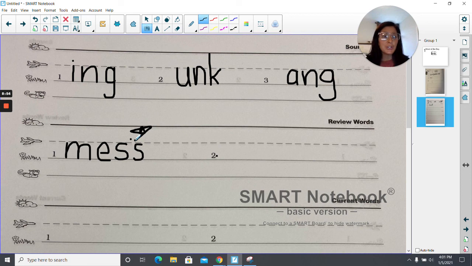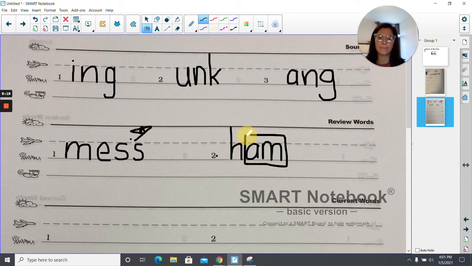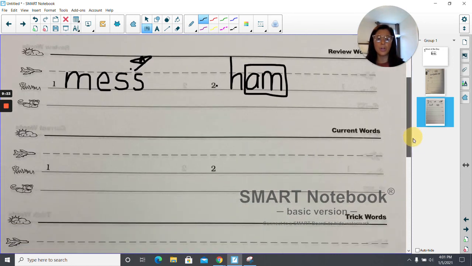Okay, then number two, I would like you to build the word ham. That's an old glued sound, ham. So, am, ham. So we're going to do h says h, and then am is a-m, and that's a glued sound right there. All right, we're going to box this up. A-m. Okay, now let's go down to do two current words.